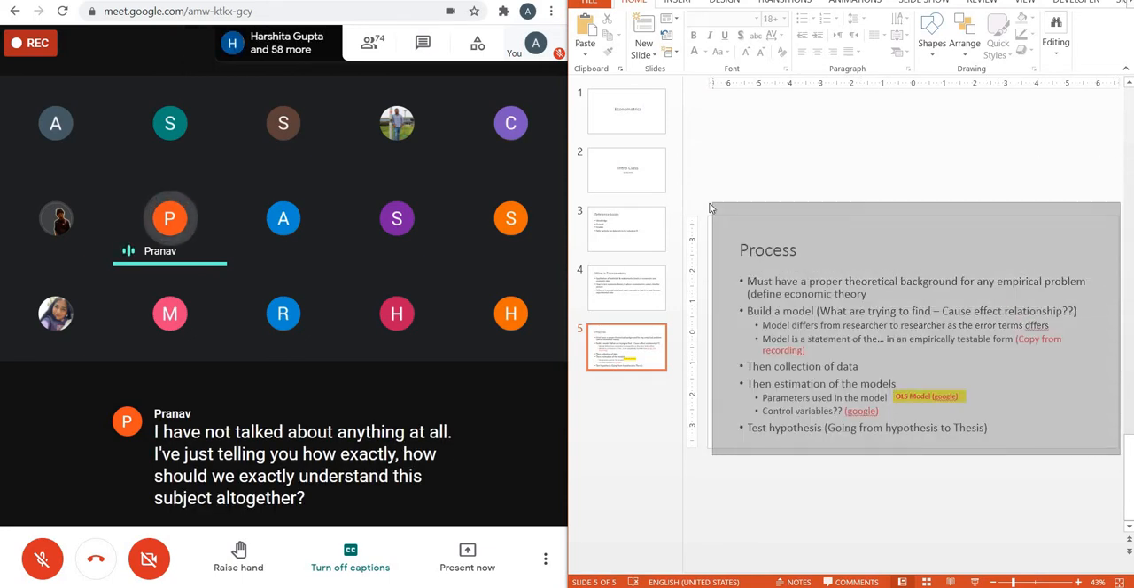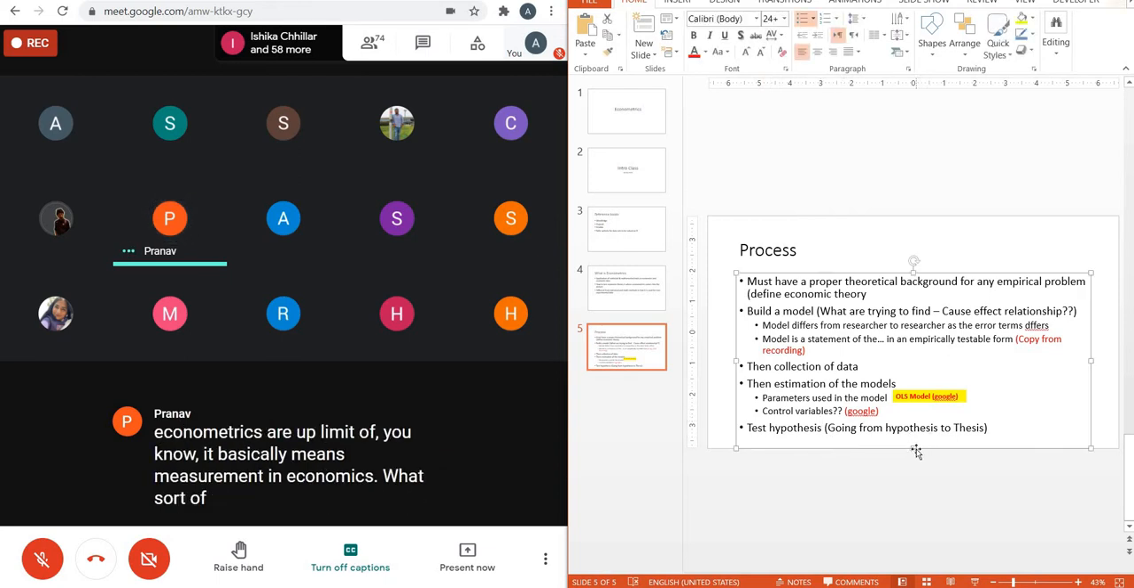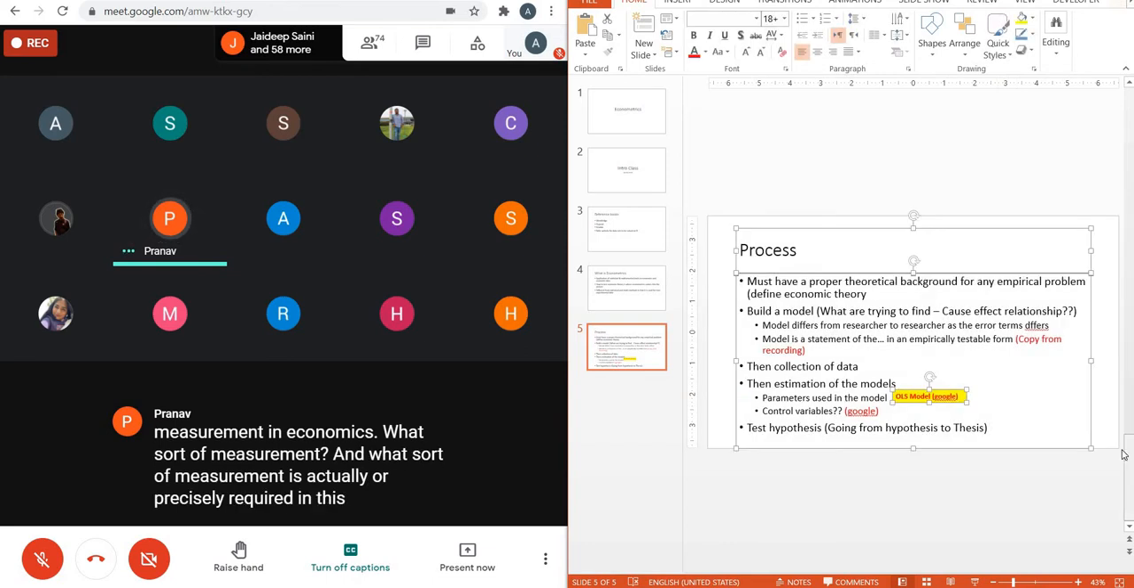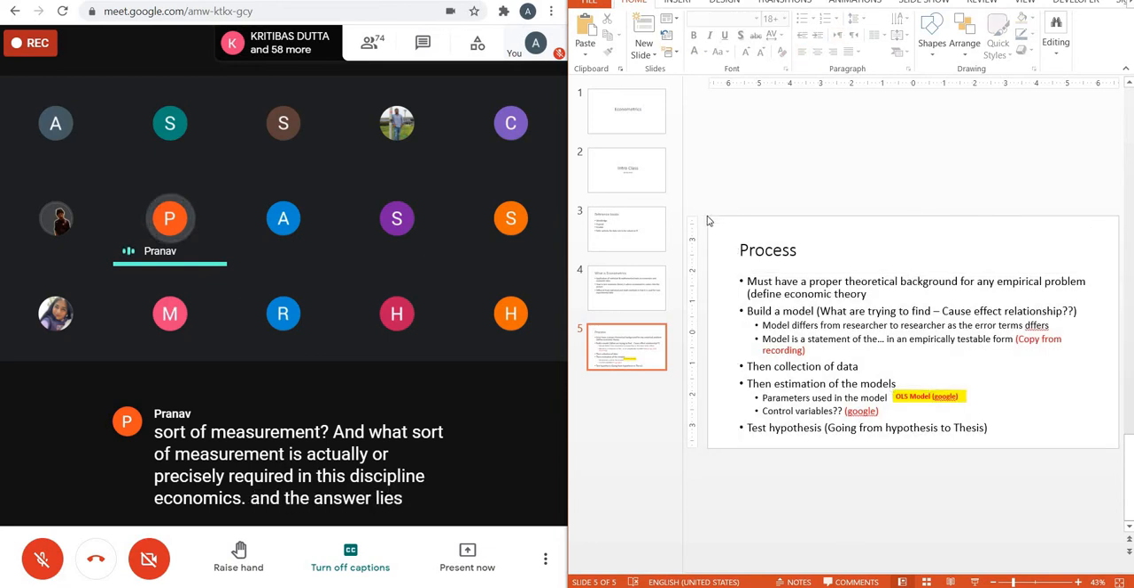So essentially, econometrics, if you talk in layman's terms, basically means measurement in economics. What sort of measurement? And what sort of measurement is actually required in this discipline, economics? And the answer to this problem is that there is a plethora of examples of bivariate relationships existing as far as economics is concerned.